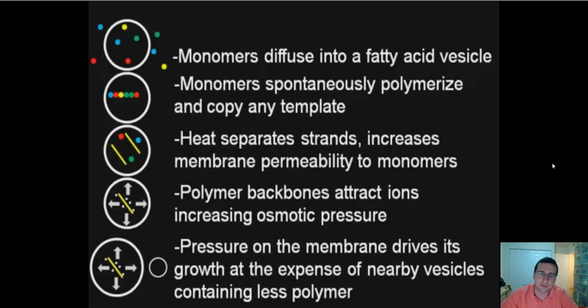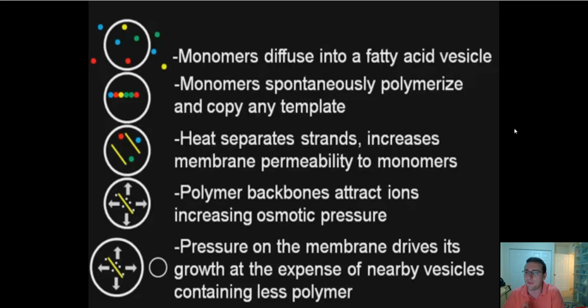So let's review everything we talked about so far. In the last video, we talked about the process of abiogenesis and how you go from molecules of life to actually living things. We talked about the fact that you start with monomers diffusing in and out of fatty acid cells. Once inside, some of these monomers may spontaneously polymerize and create extension templates and copy templates, which will then increase the amount of material inside of the vesicle.